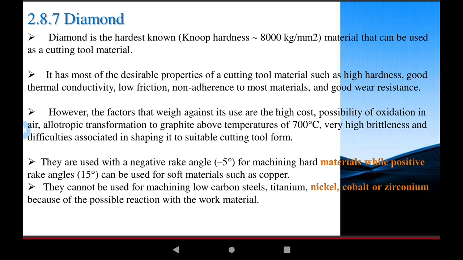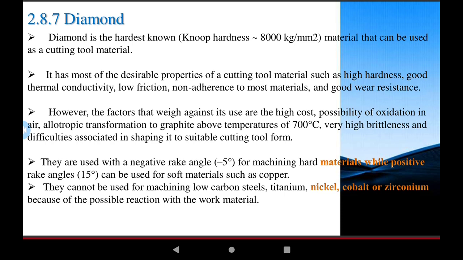The tools are very hard and very sharp for cutting metals, and they are used with negative rake angles. Diamond tool material also works at negative rake angles on mechanically hard material, while a positive rake angle of 15 degrees can be used for soft material with a very hard cutting tool.